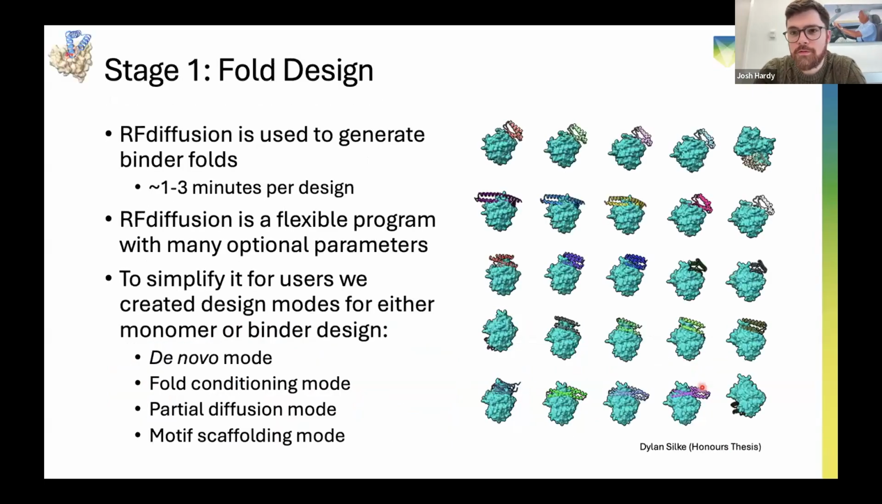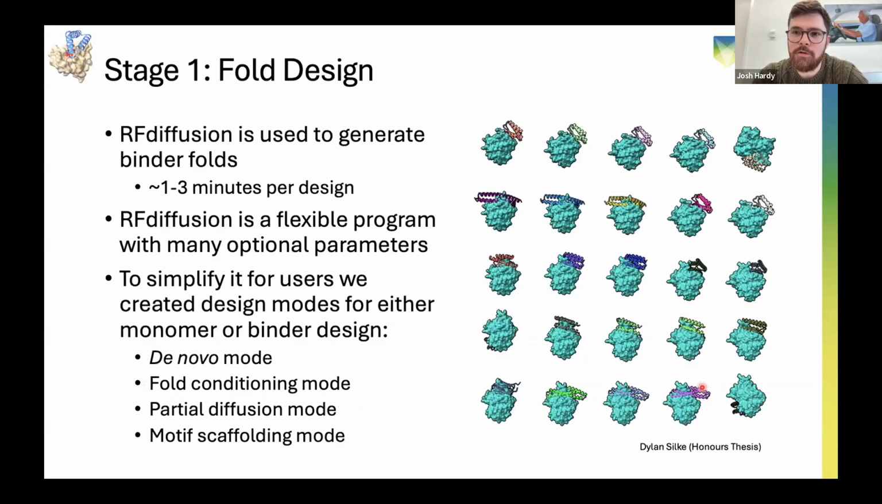So the first step is very exciting. It's when RFdiffusion will create new binders. This typically takes 1 to 3 minutes per design, so sort of scales with the size of the binder and the target exponentially. And you can see here on the right from Dylan's thesis is a huge variety, and it's really cool to see what comes out of the program.